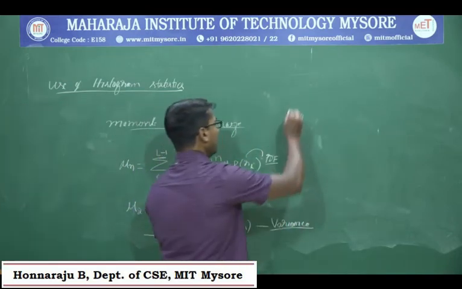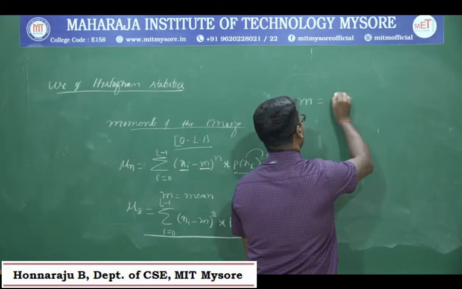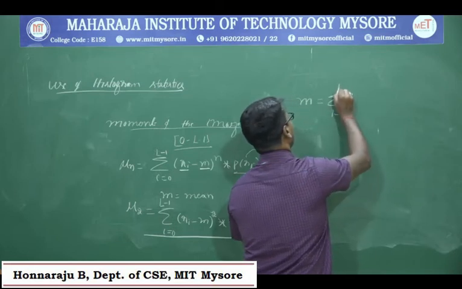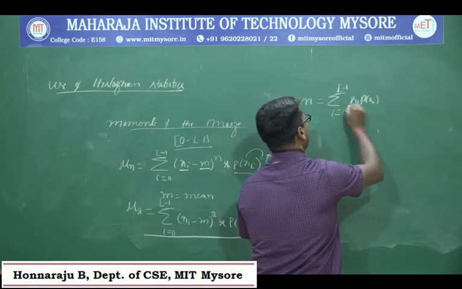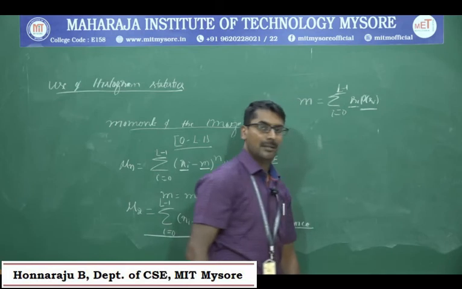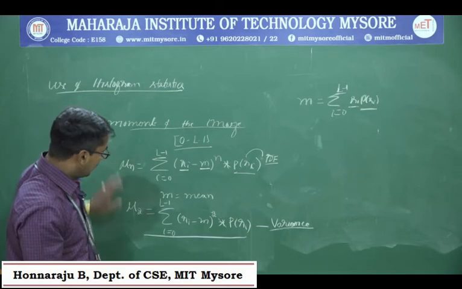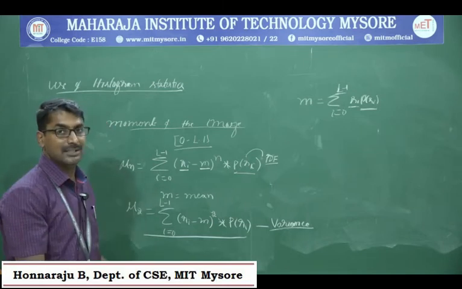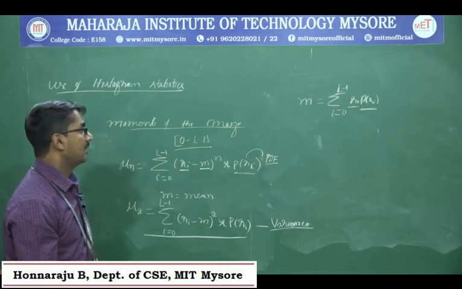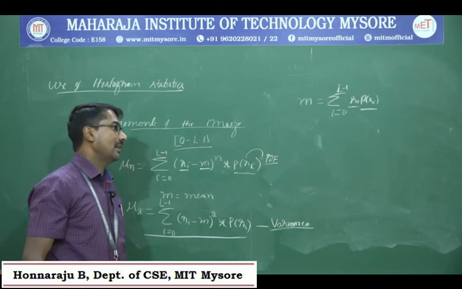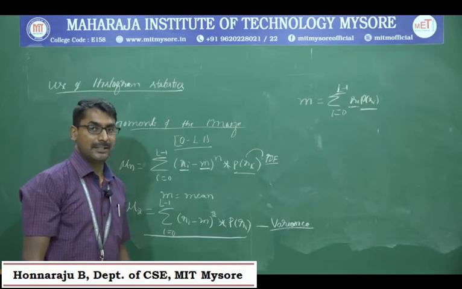So the mean can be calculated as m is equal to summation of i equals 0 to L minus 1 of r_i into p of r_i. Here r_i is the gray level and p(r_i) is the probability density function. This is calculated for the entire image. These properties are at the global level. Sometimes we need to extract them at the local level, so we can also extract them at the region level.